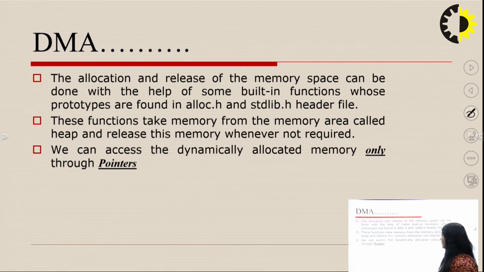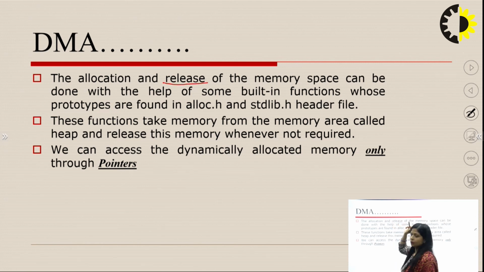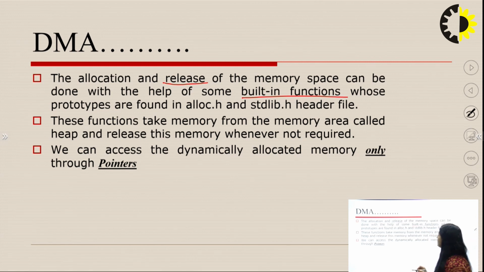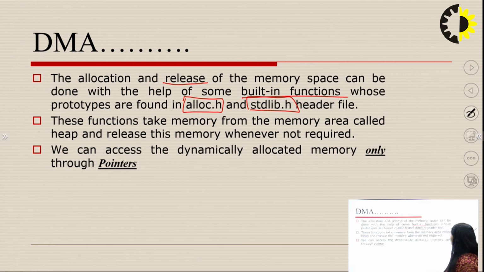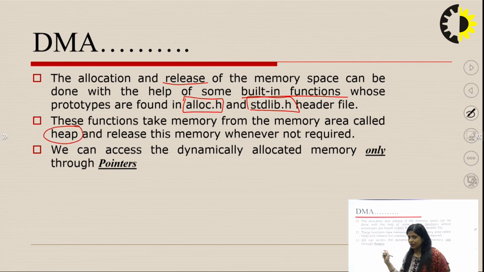The allocation and release of the memory space can be done with the help of some built-in functions whose prototypes are found in the alloc.h and stdlib.h header files. These functions take memory from the memory area called heap, as we have seen, while talking about dynamic memory allocation, and release this memory whenever it is not required, as simple as that.